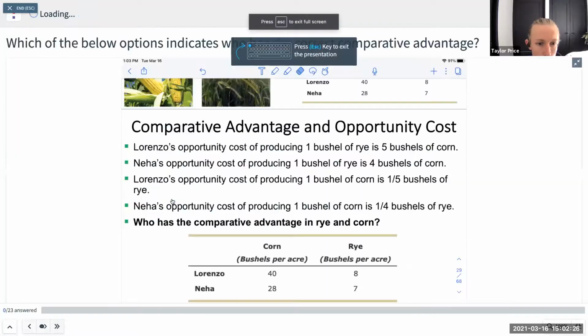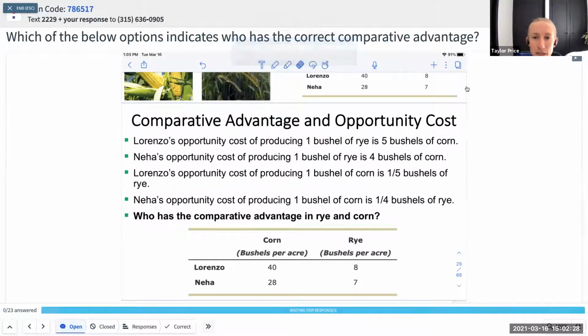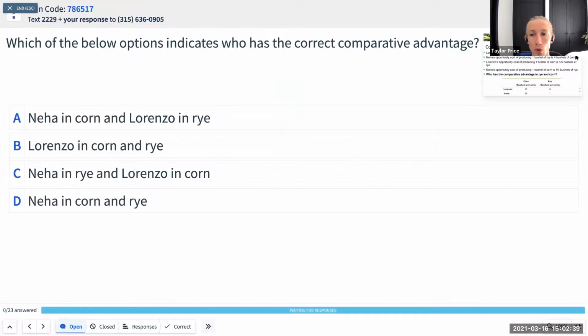Okay, so this question is basically asking us, which of the below options indicates who has the correct comparative advantage? We're looking at the same example that we just talked about with Lorenzo and Nihah, and we're trying to determine who has the comparative advantage. Is it Lorenzo in total, Nihah in total, or are they splitting the comparative advantage?